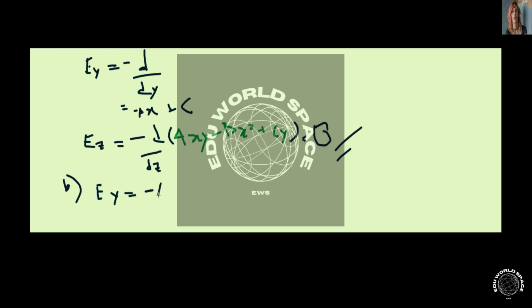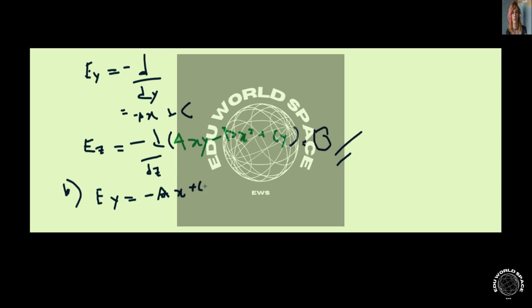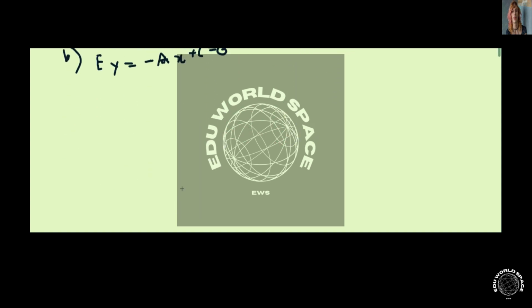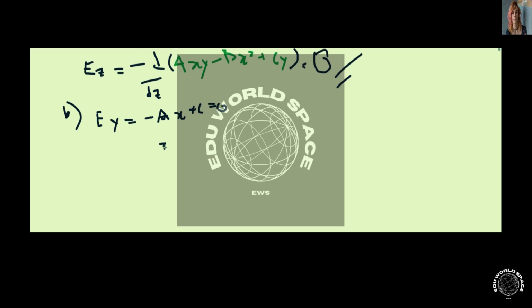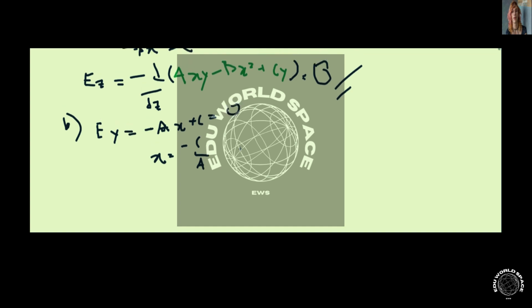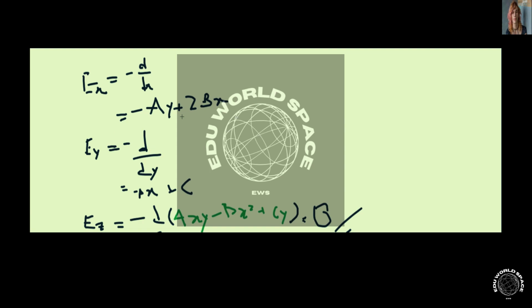So now this negative Ax plus C is equal to 0. If you do a little bit of algebra, you move the C to the other side and then divide the whole thing by negative A, we're going to get that x is equal to negative C over A. And now when the x component is 0, let's set this equal to 0.